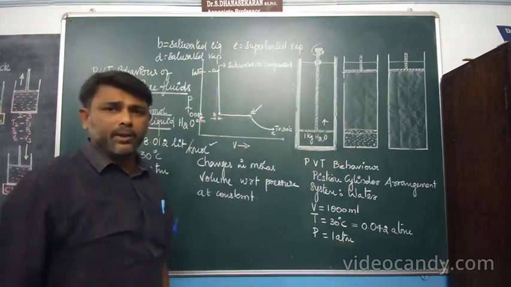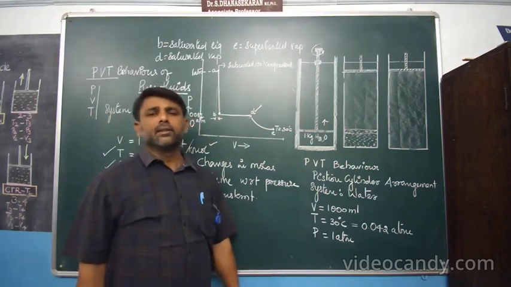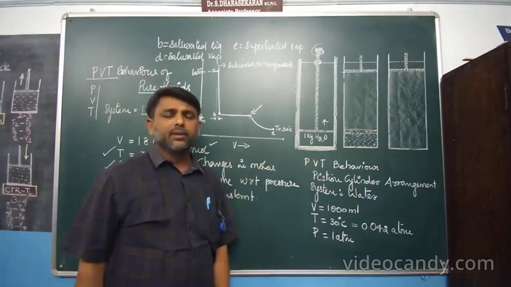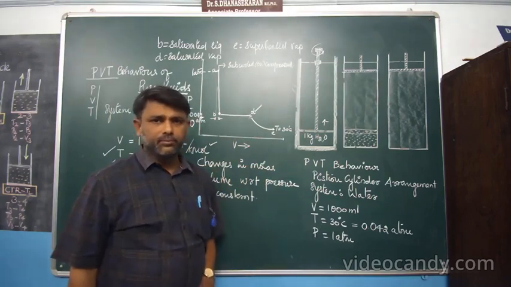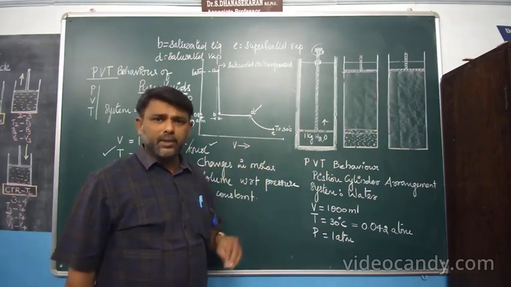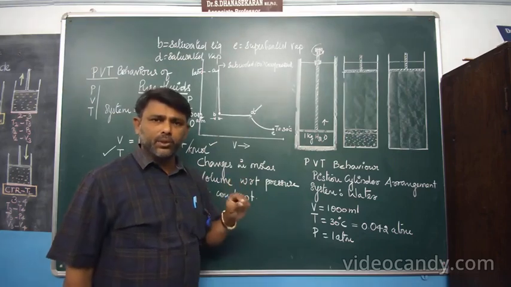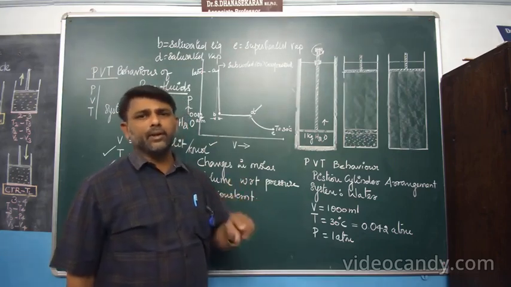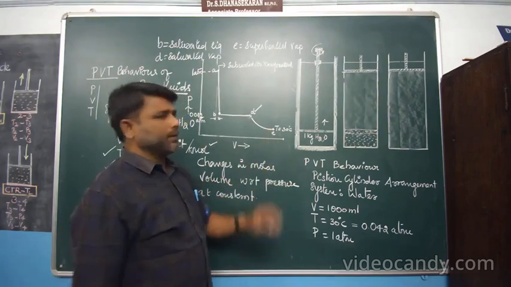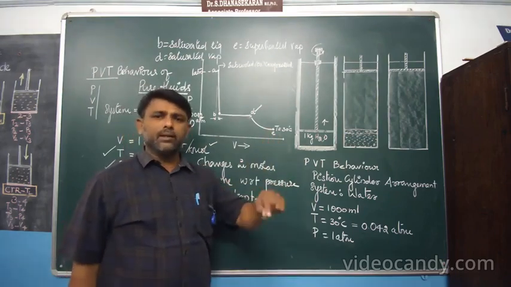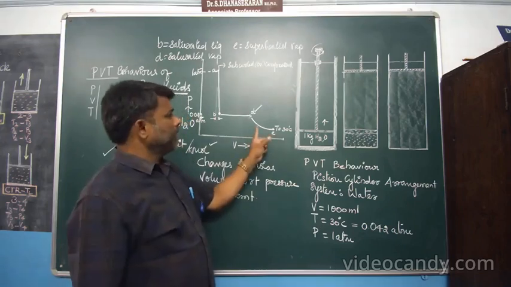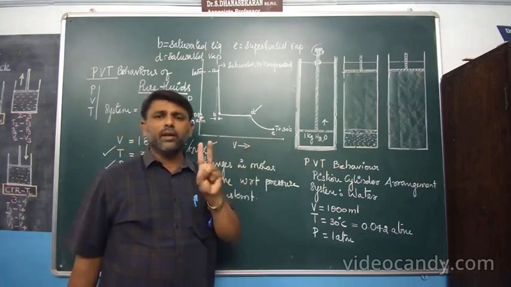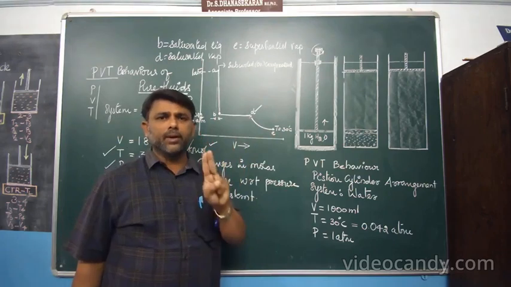Superheated vapor means its temperature is greater than its saturation temperature at a specified pressure, or its pressure is less than its saturation pressure at a specified temperature. Superheated vapor cannot be condensed without decreasing the temperature. Now we have clear information regarding vapor and gas.